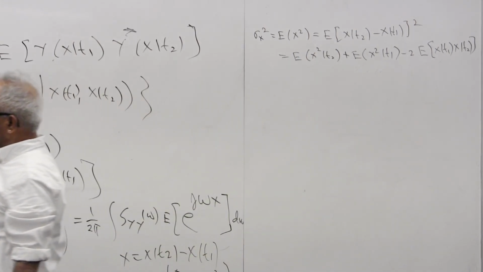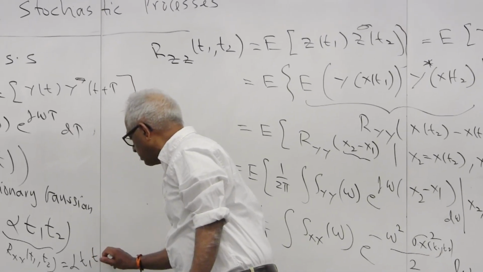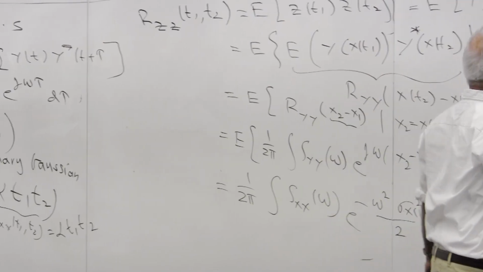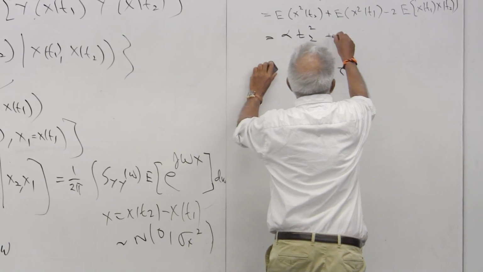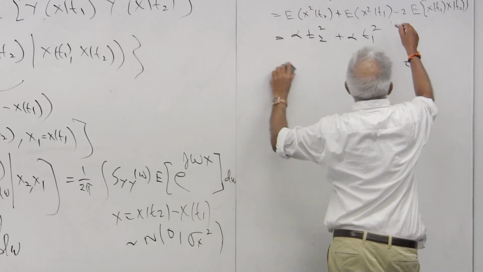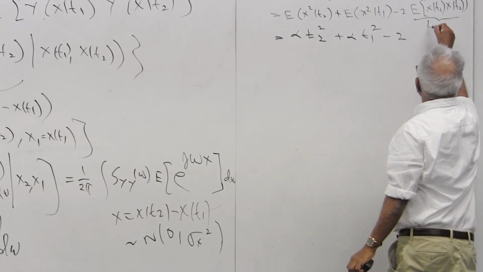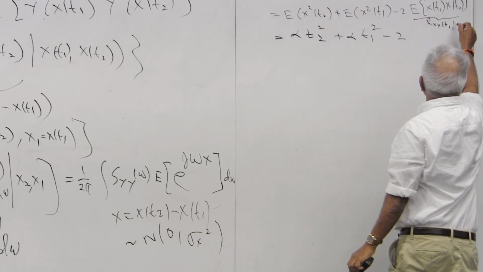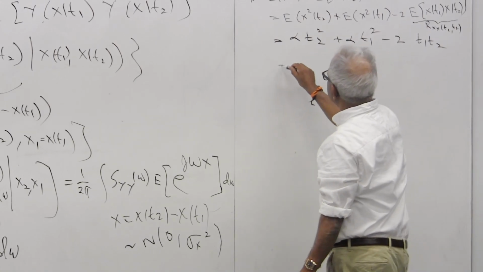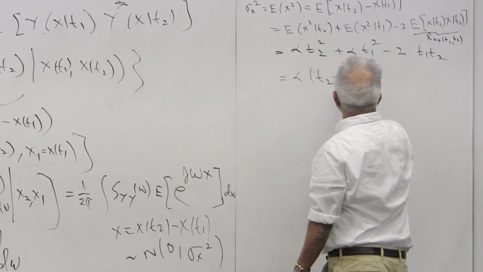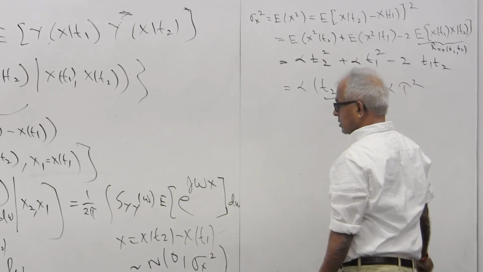But the autocorrelation Rxx(t1, t2) is alpha t1 t2. So this will be alpha t2 squared plus alpha t1 squared minus 2 times Rxx(t1, t2), that is t1 t2. So that's alpha multiplied by (t2 minus t1) the whole squared. So if you call this tau, this is alpha tau squared.